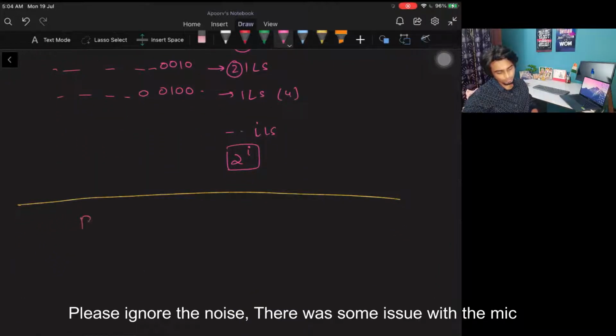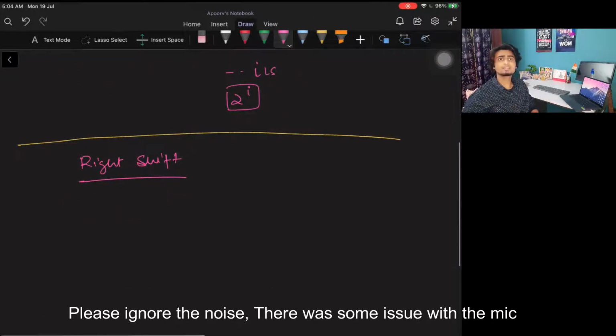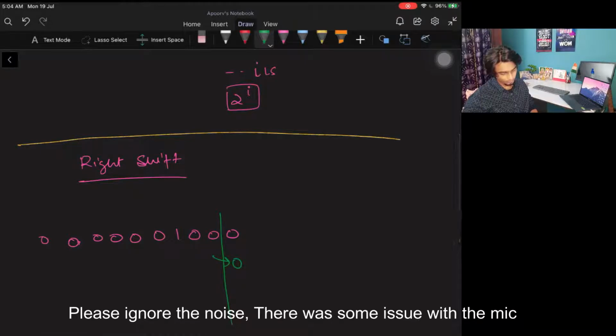Now we talk about something called right shift. Right shift is also very much similar to left shift. Let's say we have a number 8, 1000. This is a 32-bit integer. So what if I do a right shift? The 0 comes over here, this 0 comes over here, this 1 comes over here, the 0 comes over here, so on and so forth, and one more 0 comes over here. So initially this number was 8, now this number is 4.